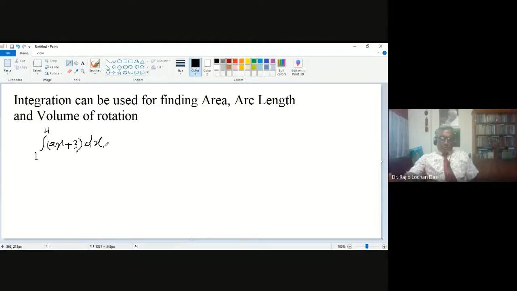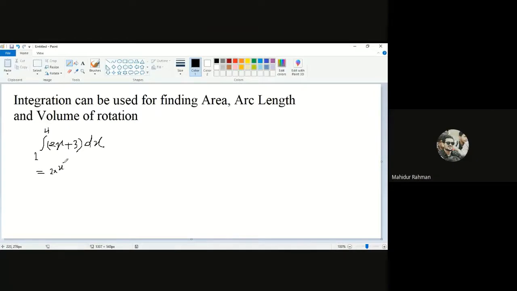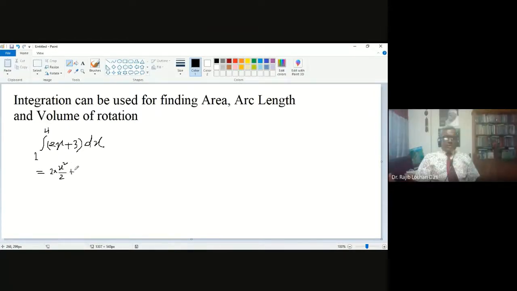Everyone knows how to do this problem, and you can easily understand how the results are coming. So I'm just doing it quickly. Integration of 2x will be 2 into x square by 2, and then plus 3 into x. So close the bracket, with limits 1 and 4. Now the 2s cancel, so you have the result as x square plus 3x.